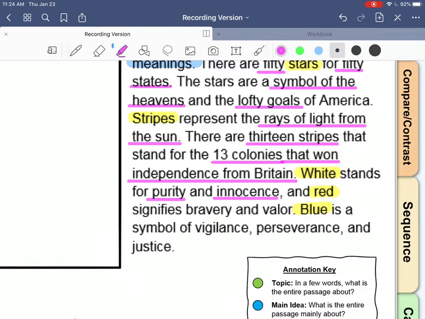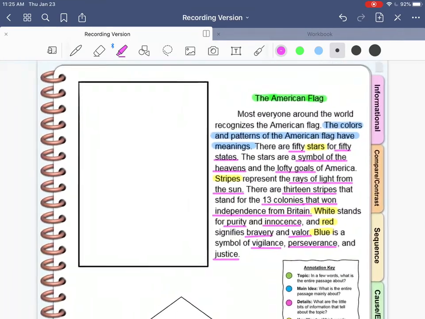Red symbolizes bravery and valor. We're going to learn what valor means also. Blue is a symbol of vigilance, perseverance, and justice. And all of these are words in our vocabulary list that's coming up. So we have annotated this passage using our color code. And we're going to fill in our chart over here in just a minute, but we're on our way to comprehending what this passage is about.